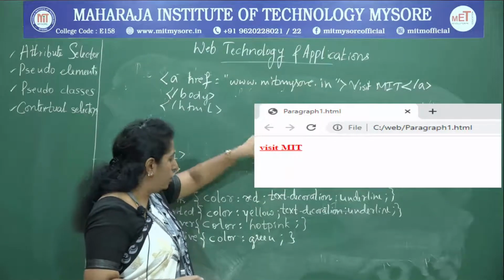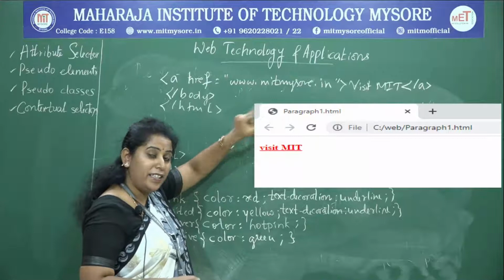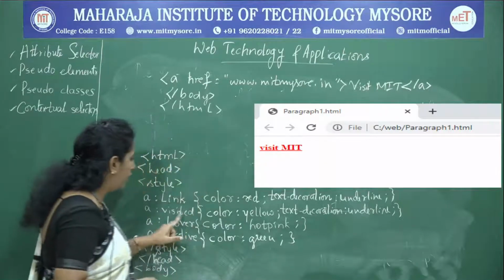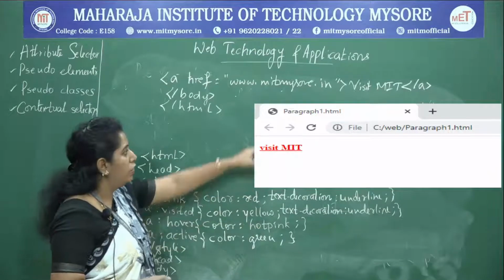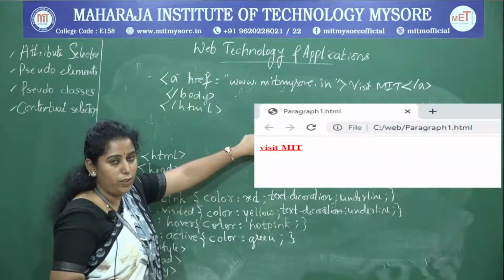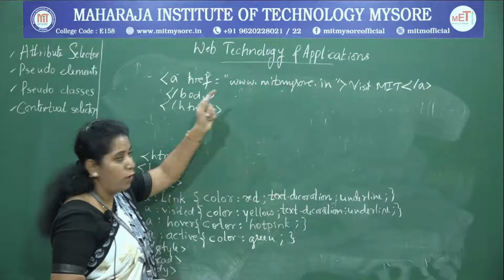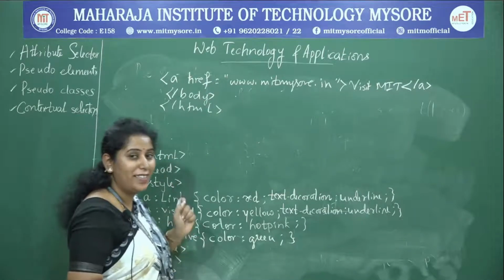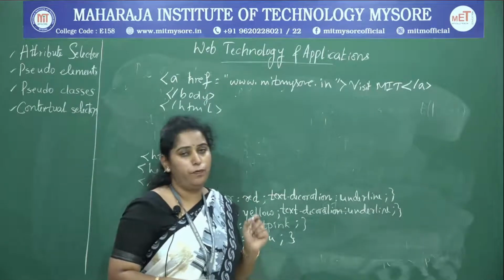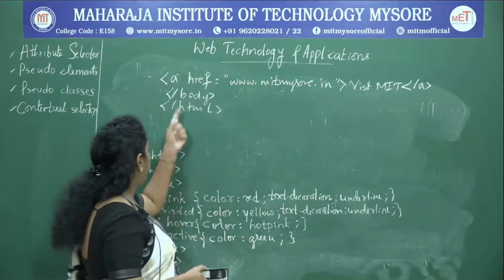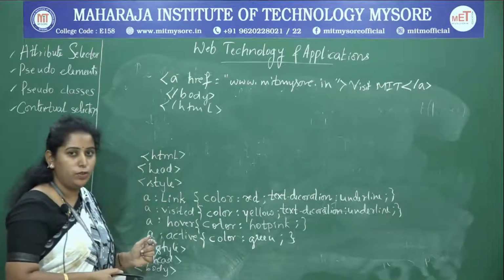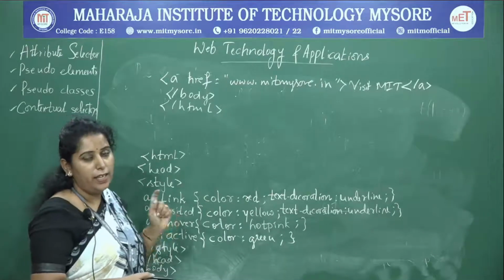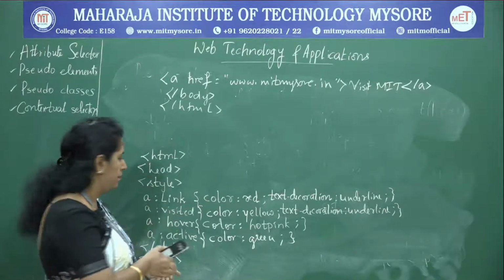When you come back to the link, it is already visited. The visited link should be in which color? Yellow color. So these output changes you can notice. This is what pseudo classes are: you are setting the special state of an element. So finally close the body, close the HTML. So this is all about pseudo classes.